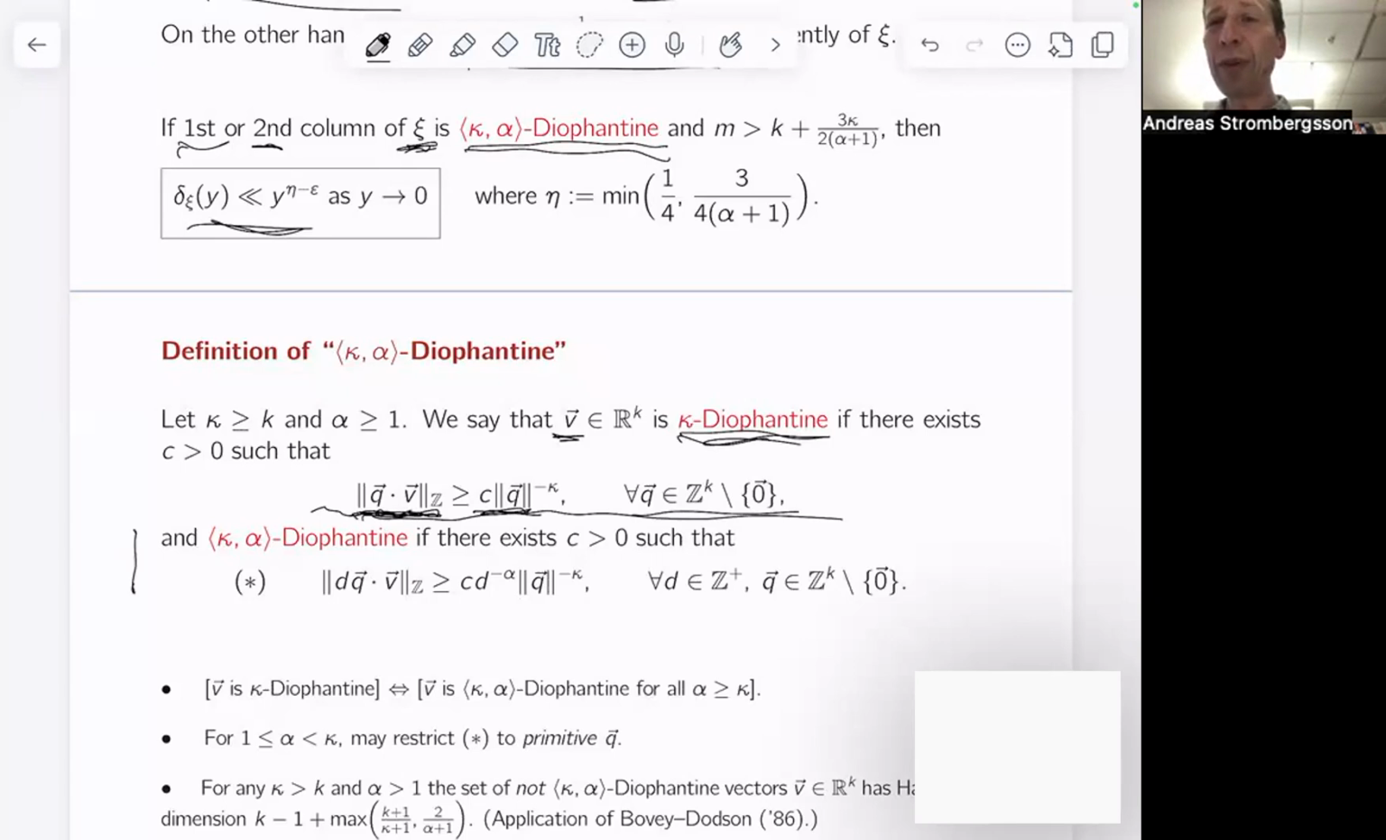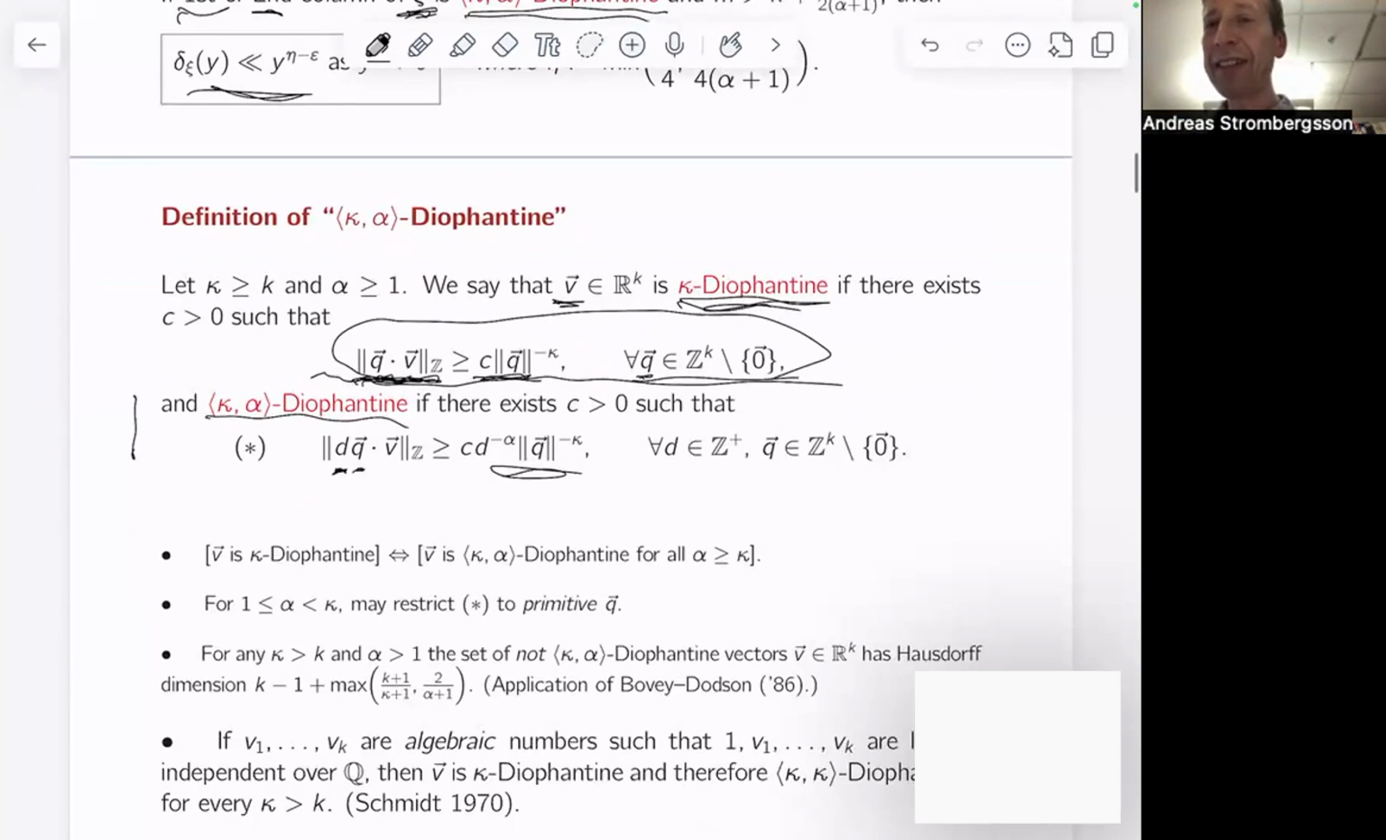We needed to impose something slightly different. You need only impose this condition for primitive vectors Q, but here we wanted to put the condition that gives somewhat more assumptions if you take Q to be some multiple of a primitive vector. So that's what we mean by kappa comma alpha Diophantine. We can understand at least some facts about this notion, for instance, that you can get bounds on the Hausdorff dimension of the complement set.